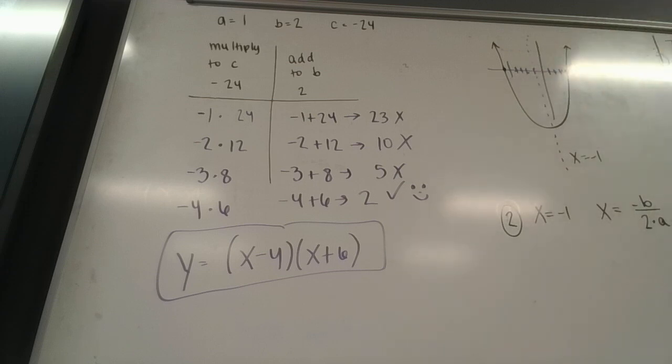I'm going to do -b over 2 times a. So that's -2 over 2 times 1. That's -2 over 2, which is -1. So the formula verifies the -1 that was the center of those two factors. Cool. Now we know the axis of symmetry.